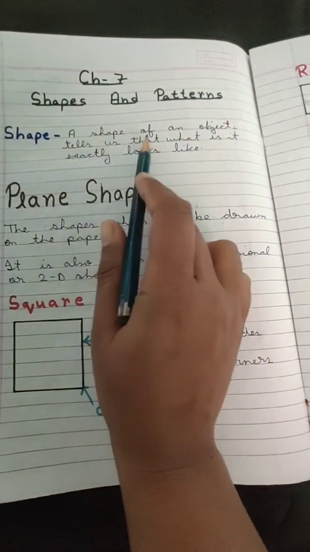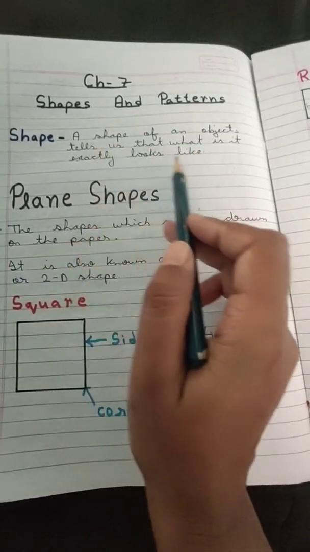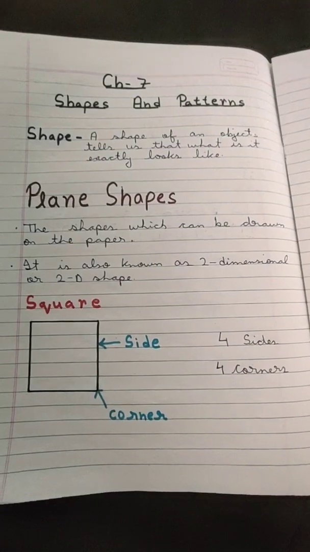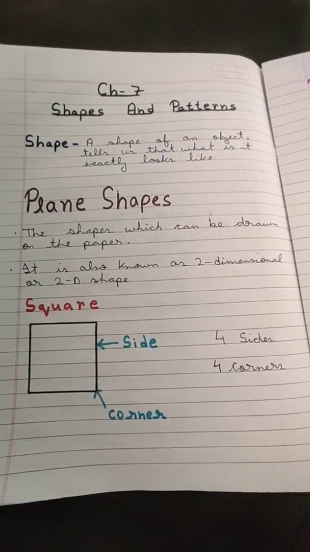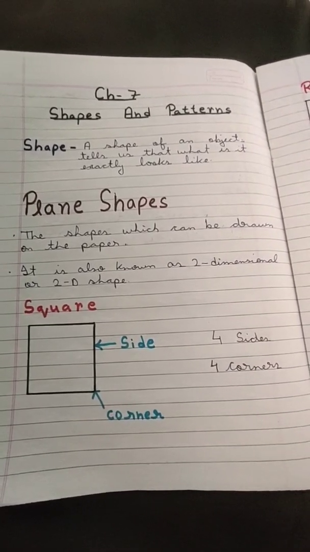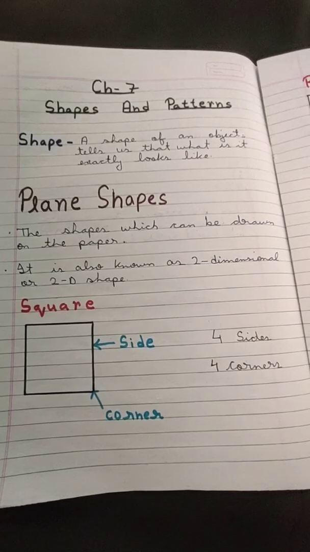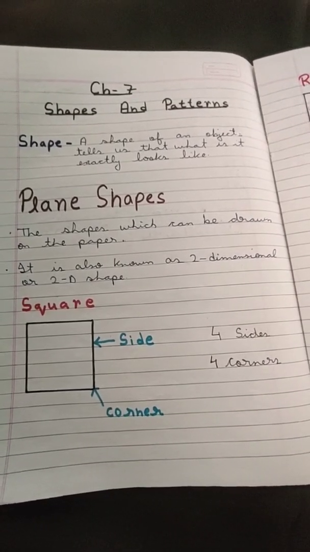Shape. A shape of an object tells us what exactly it looks like. So what is shape, children? A shape of an object tells us what exactly it looks like. Some objects have round shape, some objects have flat shape.